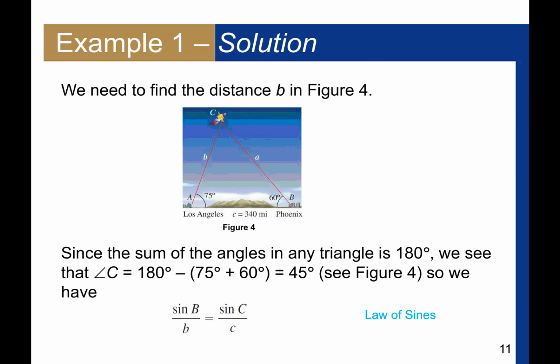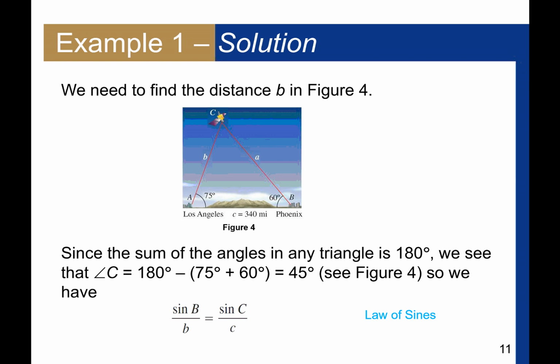In this case, we've calculated that the measure of angle C has to be 45 degrees. We were given that the length of side C is 340. So we're going to use this part of the law of sines. They're asking us to find the distance from the observation station in Los Angeles up to that satellite. Take a closer look at the picture: we're looking for side B, the lowercase b. So we need to match that up with the opposite angle, which is 60 degrees.